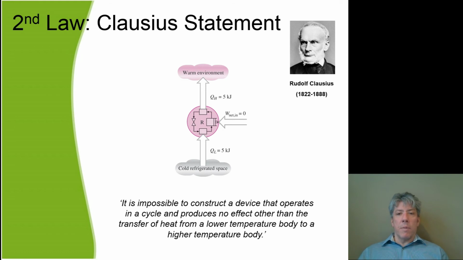Now, the Clausius statement of the second law is a little different than the Kelvin-Planck statement, and I've left it till now because it relates better to refrigerators and heat pumps. He said, it's impossible to make a device that operates on a cycle and produces no net effect other than the transfer of heat from a low temperature body to a high temperature body. Basically, he was saying that heat's going to flow from hot to cold. You can't make a device that takes in no energy and makes it go the other way. It's just not possible. Okay? So he said this is impossible.